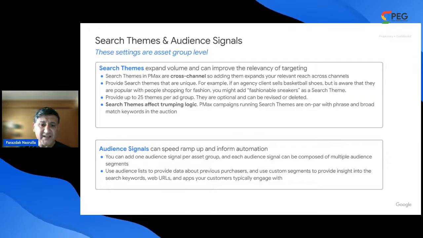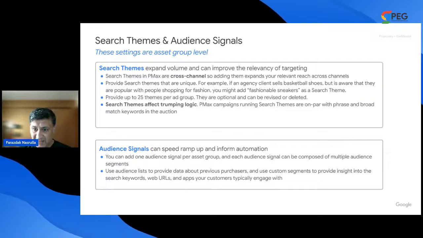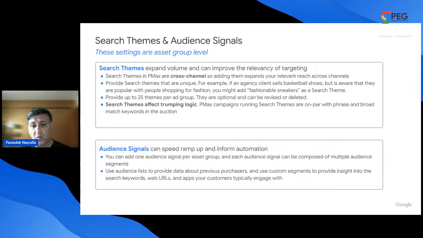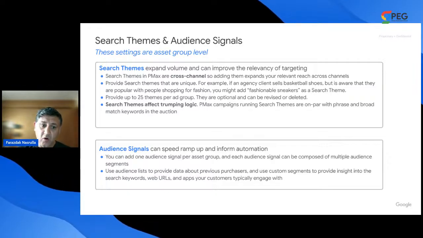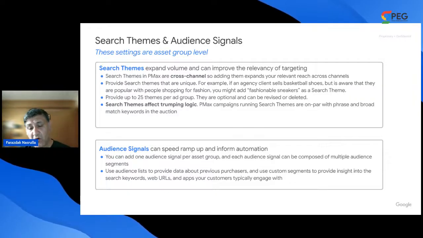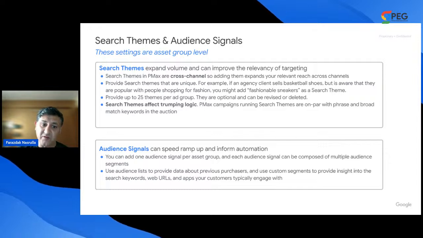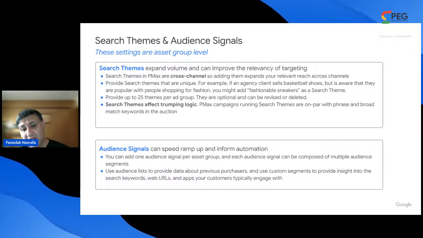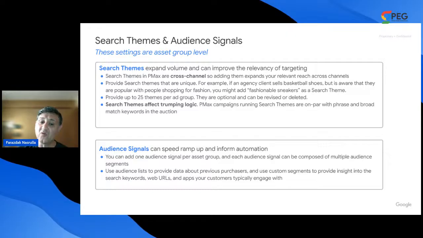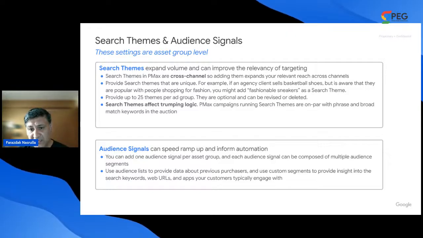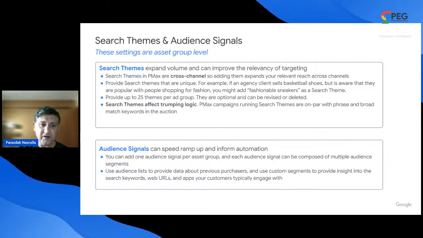Now, by strategically utilizing both search themes and audience signals at the asset group level, you provide Performance Max with valuable guidance on both what kind of searches you want to be relevant for and who your ideal customers are. This combination helps the AI more effectively find and engage the right audience with the right message across the right channel across the entire Google ecosystem. What does it do? Ultimately, driving better performance for your campaigns.